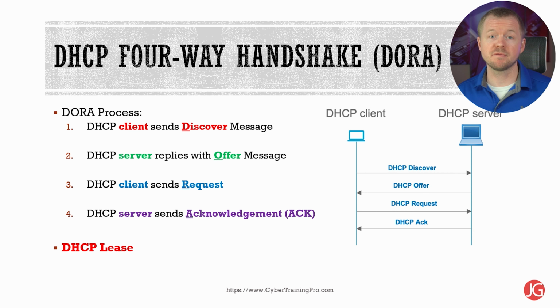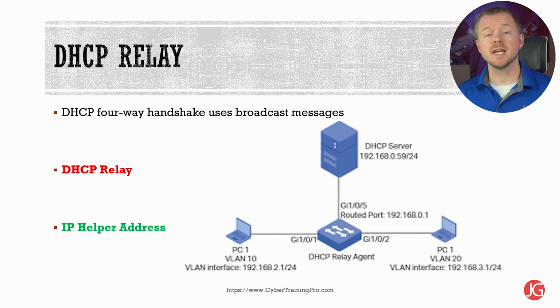After the process is finished, the DHCP server gives the DHCP client a DHCP lease, which says how long that client reserves that information. Usually it's somewhere between 1 and 8 days. Near the end of that lease time, the DHCP client is going to send out another DHCP request message to see if it can get a new lease or if it needs to change the address. DHCP's four-way handshake normally uses broadcast messages to start the process.